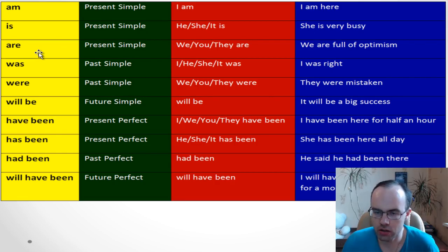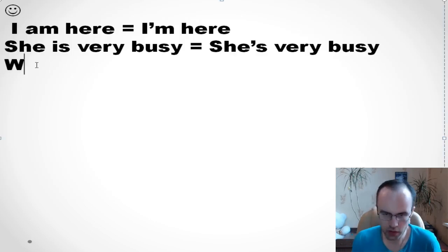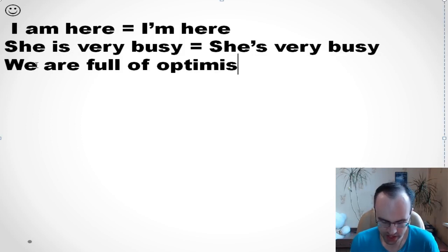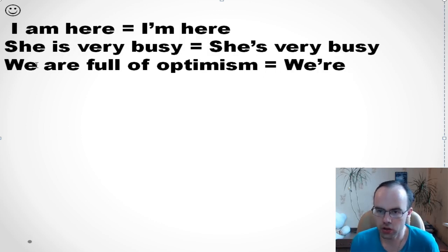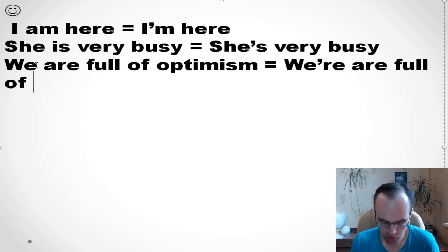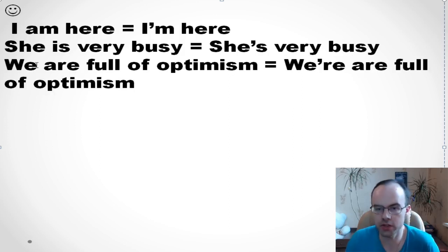Next, so are. We use are with we, you, they. We, you, they are. Look, we are full of optimism. So if you hear or see we are full of optimism, right? So we are full of optimism, it means that we are very optimistic. So it's a full form, or you can use a short form. So we're full of optimism.